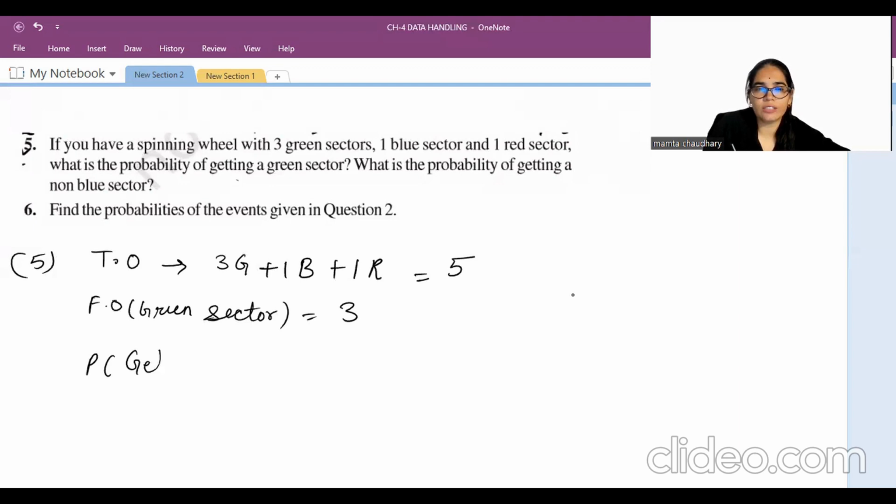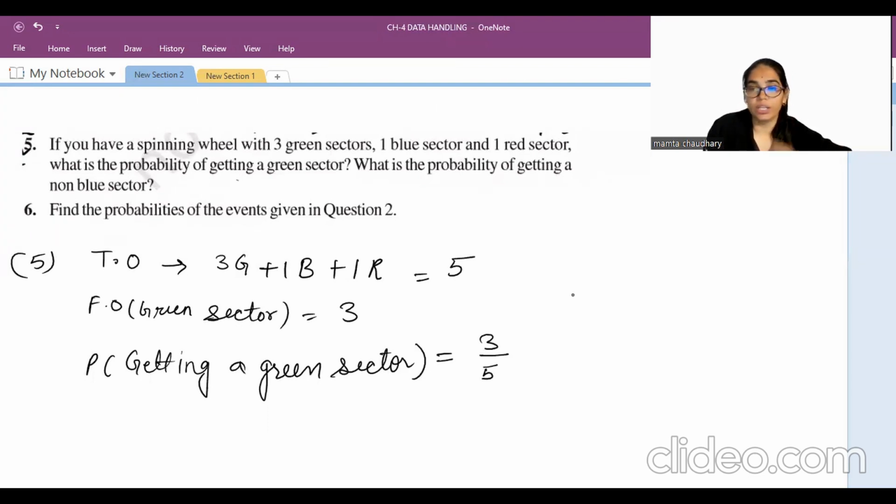So what is the probability? Probability of getting a green sector. Okay, green, there are 3, total is 5. So probability is 3 by 5. Favorable outcomes upon total outcomes.